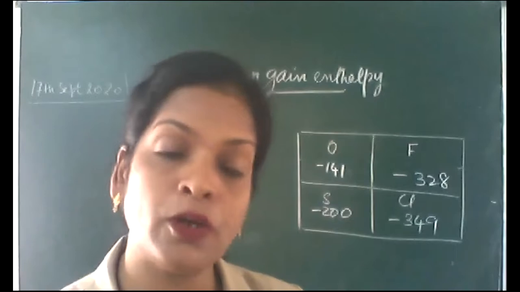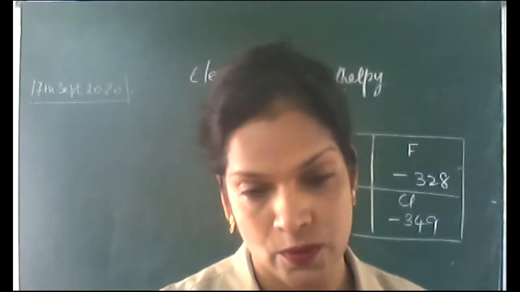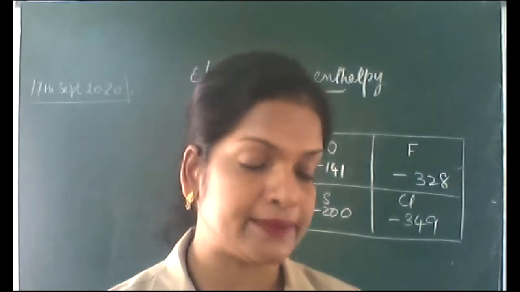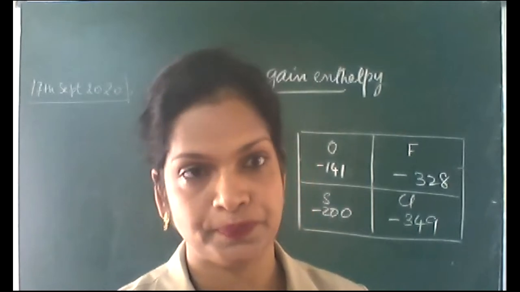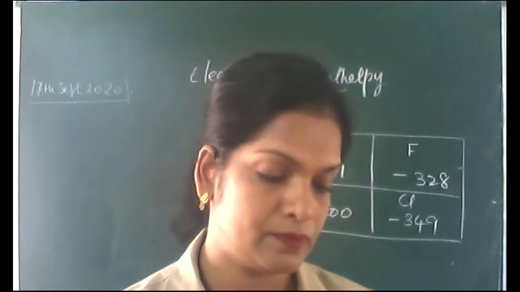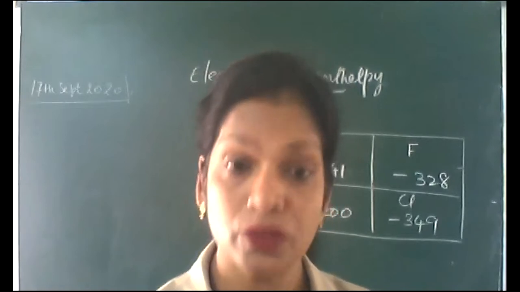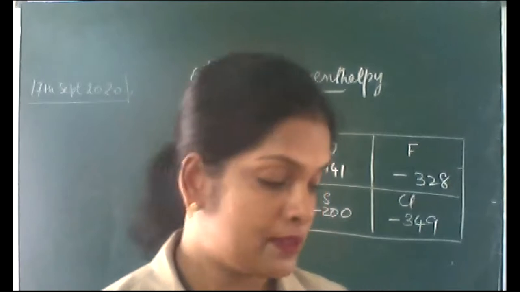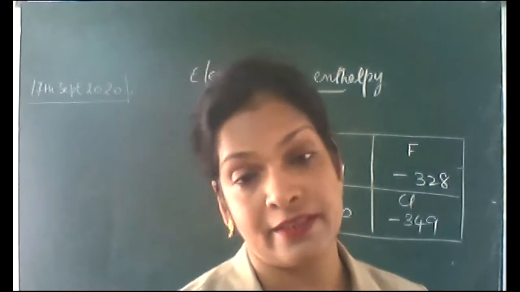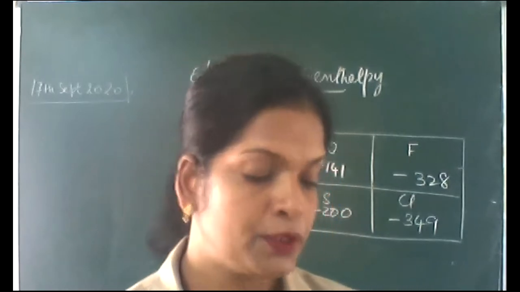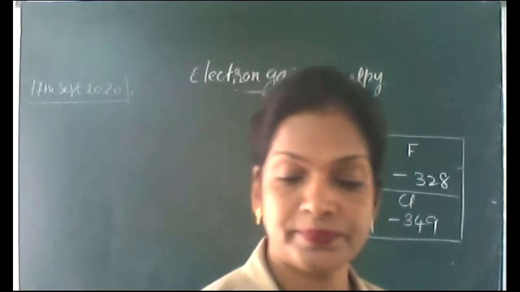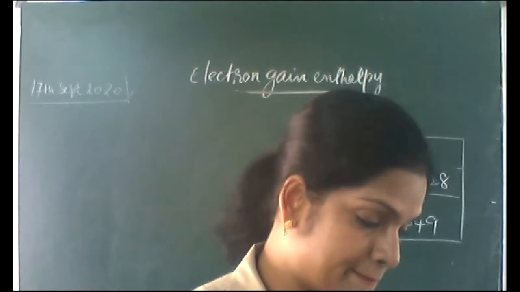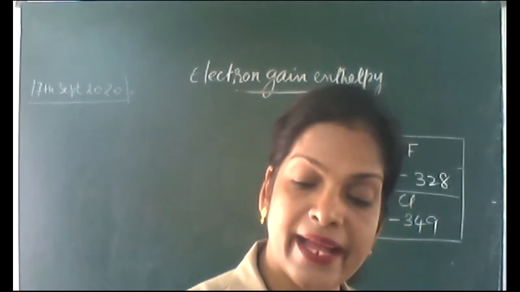Noble gases do not accept any electron. If you want to add one electron to noble gas, then energy is to be supplied. That means noble gases have positive EGE. Write down. To add one electron.